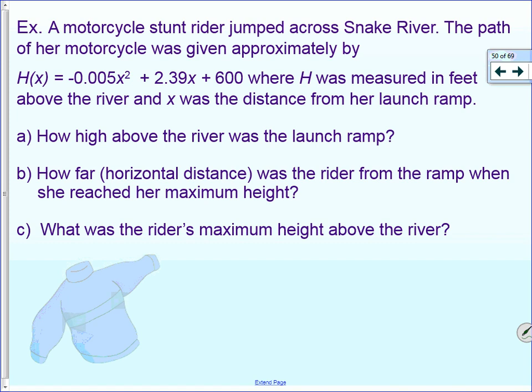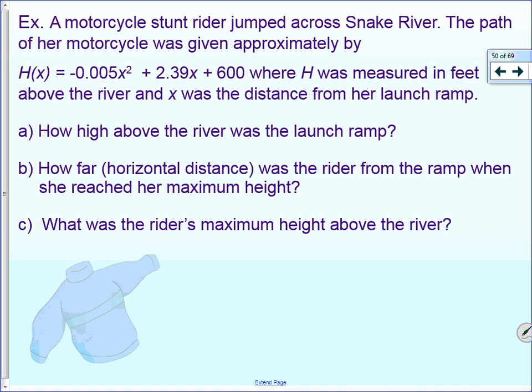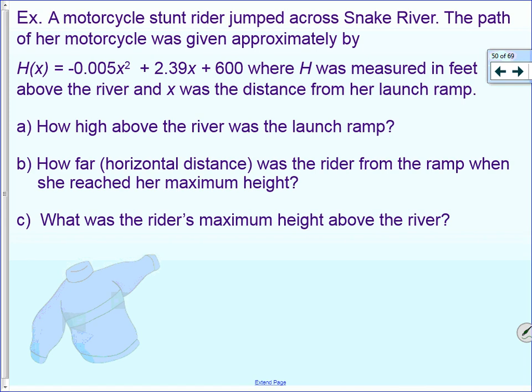For these problems, I love drawing a picture because it's very hard for me to picture what's happening in my head. So that's where I draw a picture of what's happening. So I'm going to do that. You have a ramp. You have a motorcyclist. Let's put a helmet on it. You have a ramp. Then you have the river.